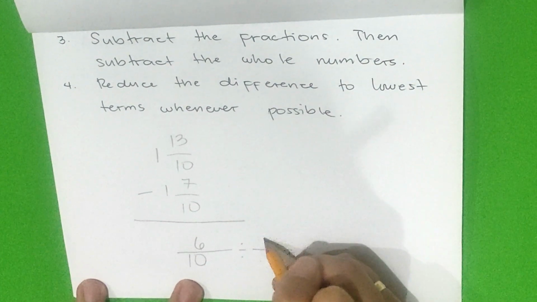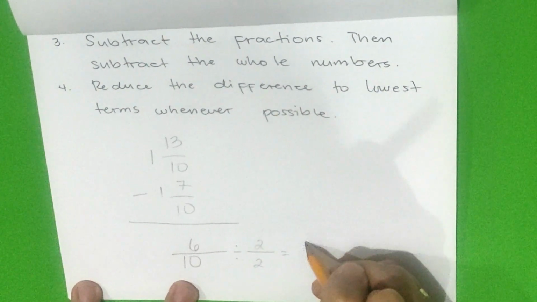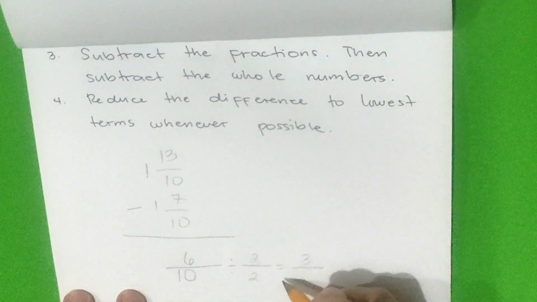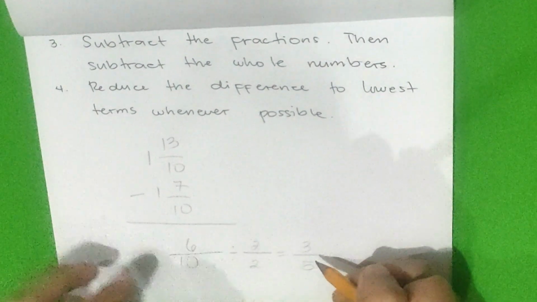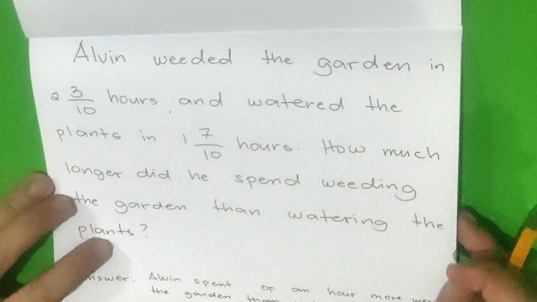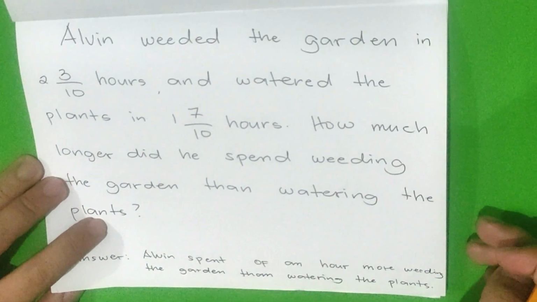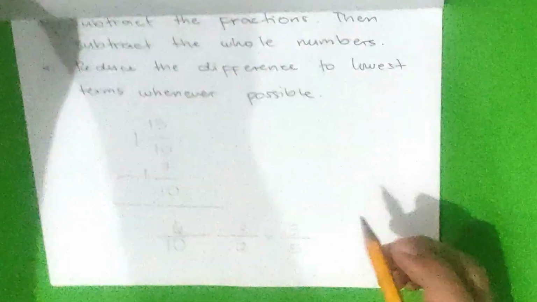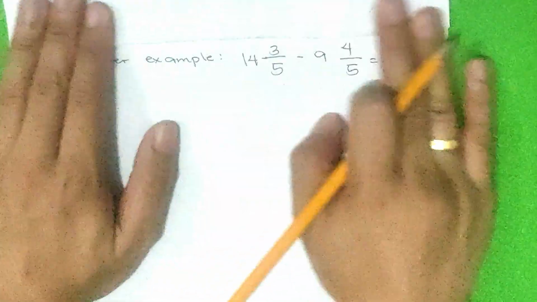Correct. It's number 2. So 6 divided by 2 is 3, and 10 divided by 2 is 5. So the final answer for this problem is 3/5. So Alvin spent 3/5 of an hour more weeding the garden than watering the plants. So the answer is 3/5. Let's have another example.